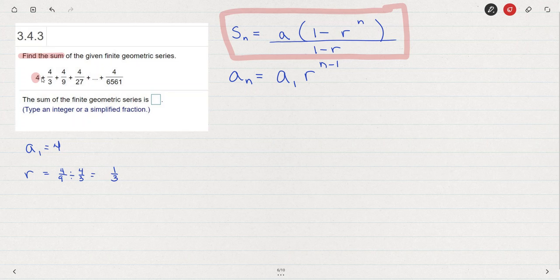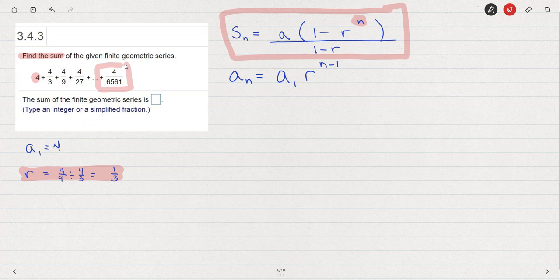Well, we know that, that's 4. And we need to know what the ratio is. We can determine the ratio as 1/3. I'll explain that a little bit more in just a minute. But what we don't have is which term this 4/6561 is. So how many things are we adding together when we get there?